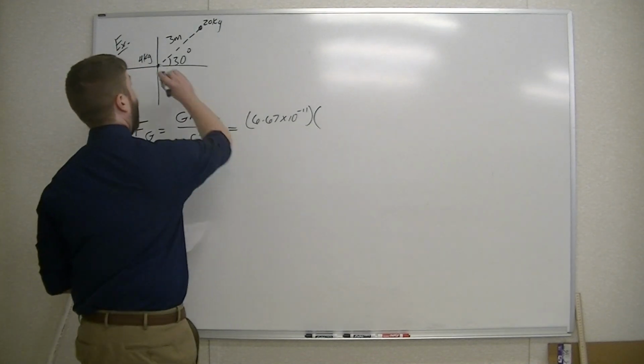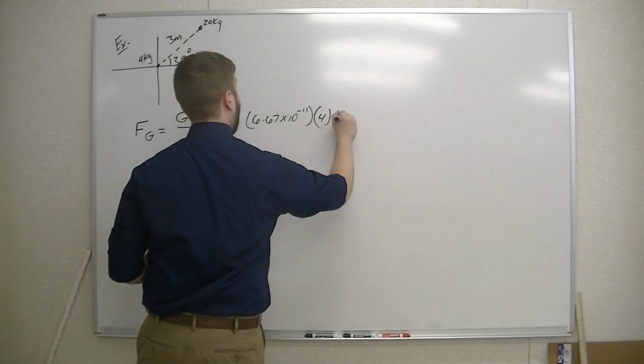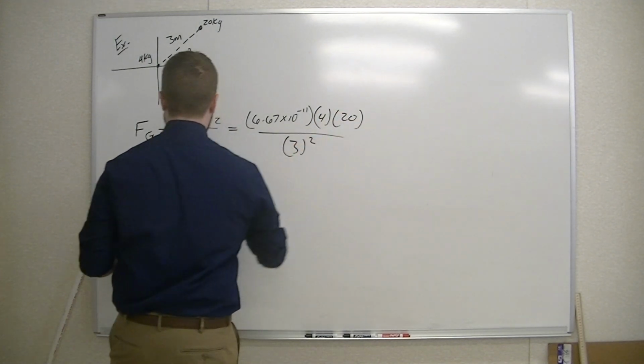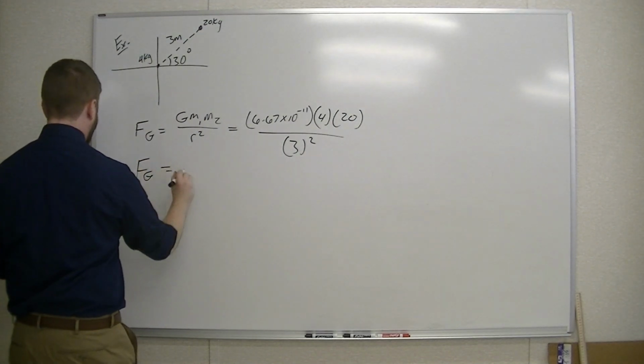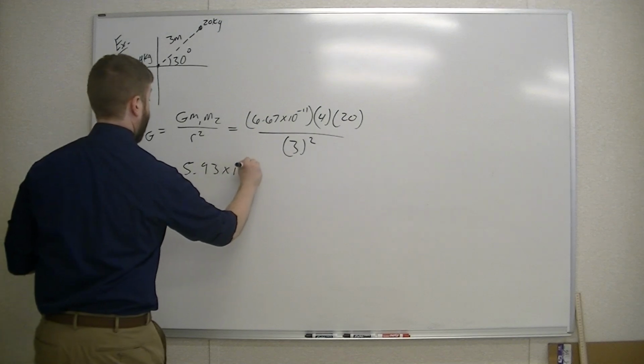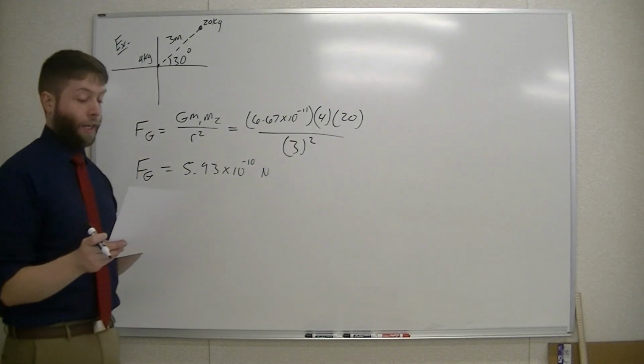6.67 times 10 to the minus 11, don't have to worry about units, they're both in kilograms. 4 kilograms multiplied by 20 kilograms divided by the distance between the two guys, and we get a force of gravity magnitude of 5.93 times 10 to the minus 10 newtons.